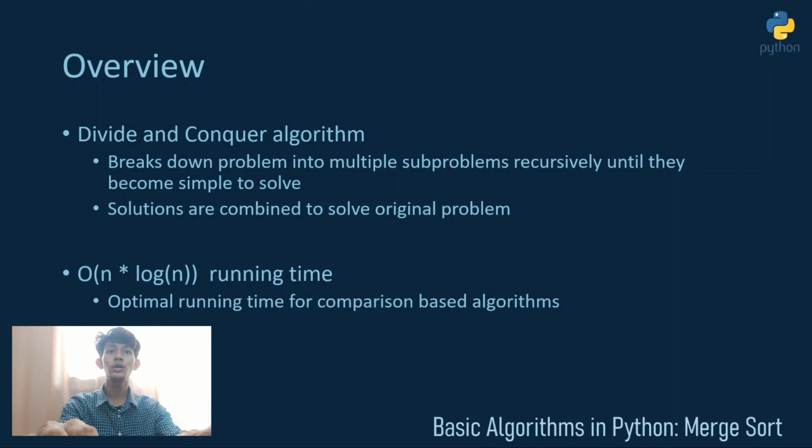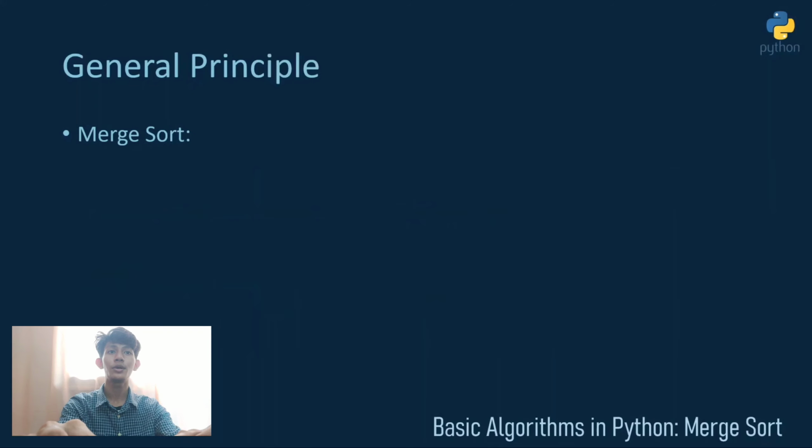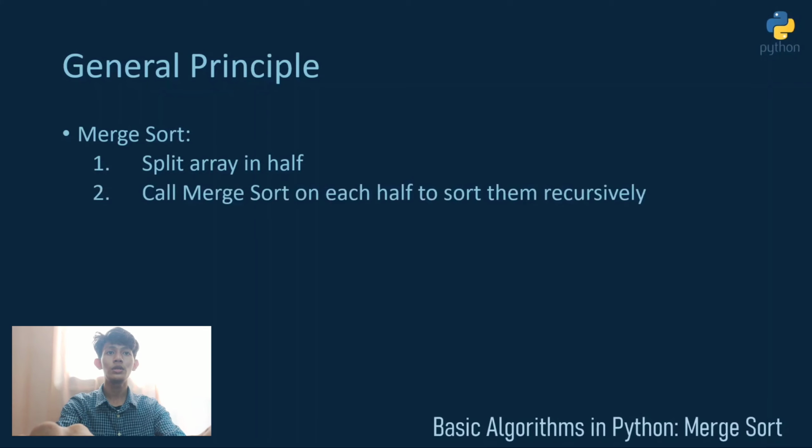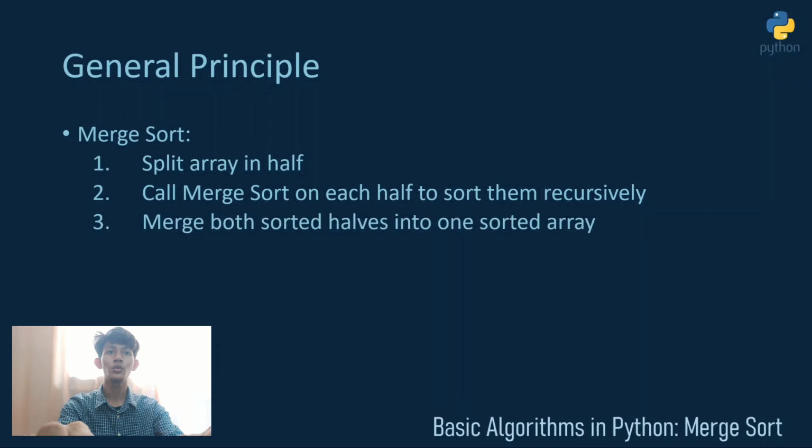So suppose we want to sort an array using merge sort. The general principle is to split the array in half. Afterwards, we call merge sort on those halves, and we do it recursively. And at the third step, we want to merge both halves into one sorted array. So here you can find this divide and conquer principle.